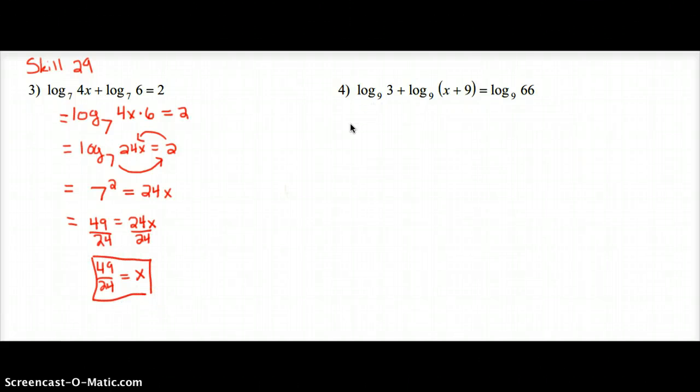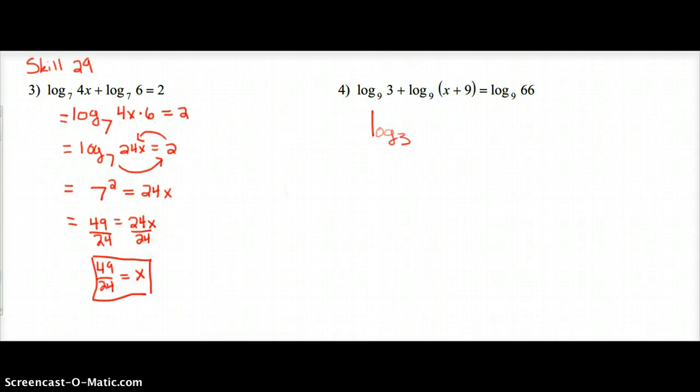If we look at example 4, which remember is different from example 3 because every single term has a logarithm, we're going to have a similar first step. We're going to condense the left side of the equation. So I can rewrite this as the log base 9.